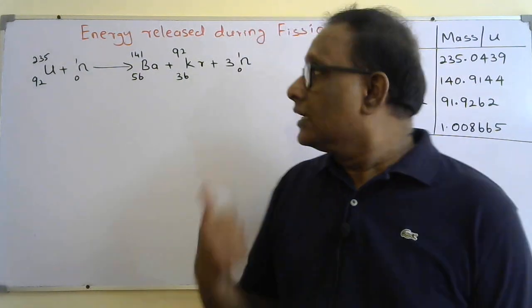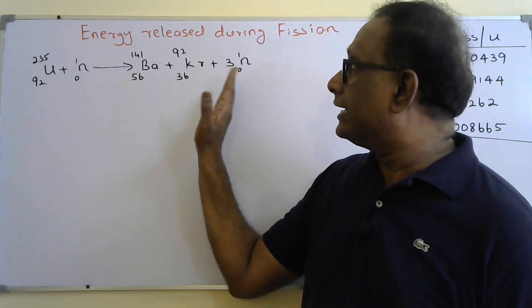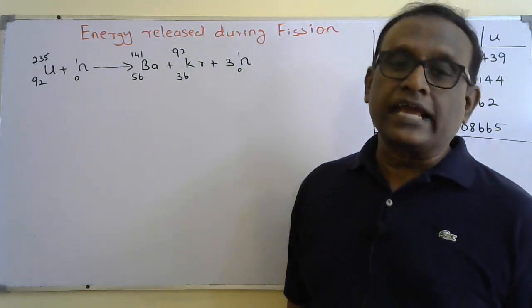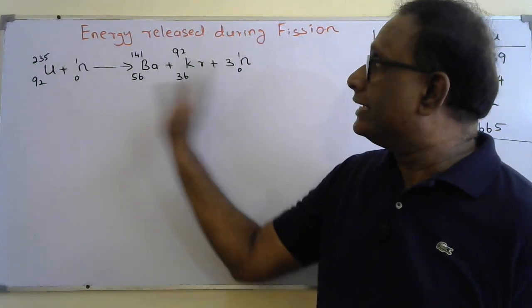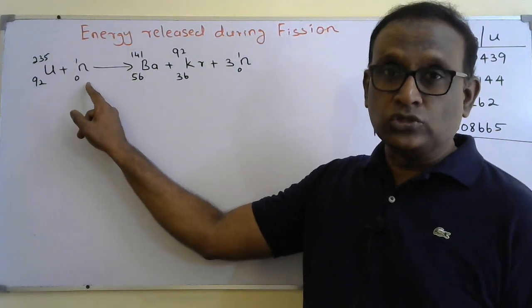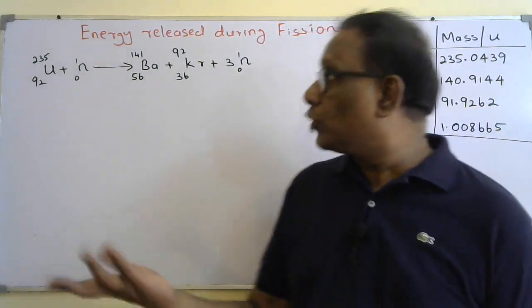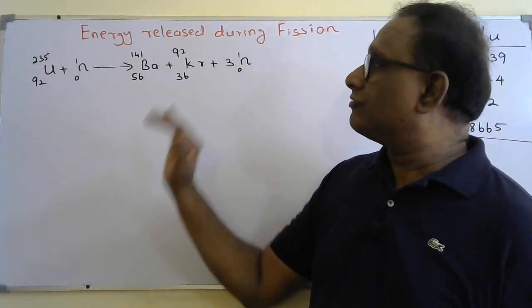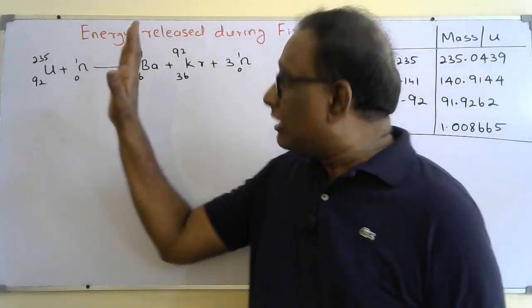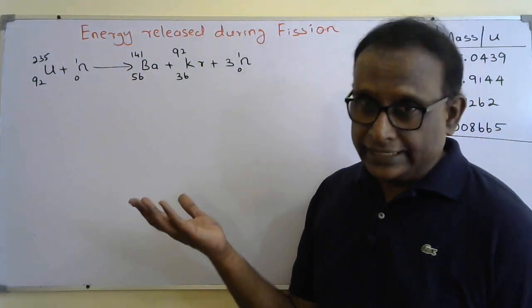The second method is by using the binding energy of the uranium, the binding energy of the barium, and the binding energy of the krypton. We can find the energy release if we know the binding energy of each of these nuclei. Neutron has no binding energy because a neutron is a free particle. An individual free particle has no binding energy. So the second method uses binding energy. Sometimes questions could be based on binding energy also.